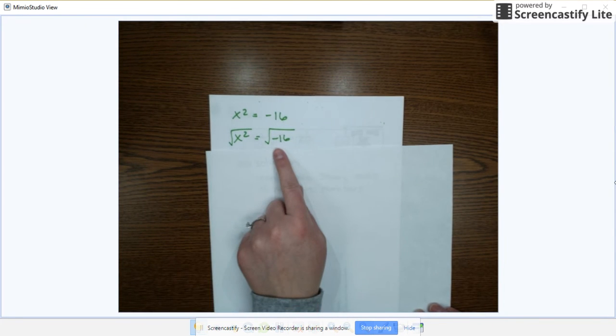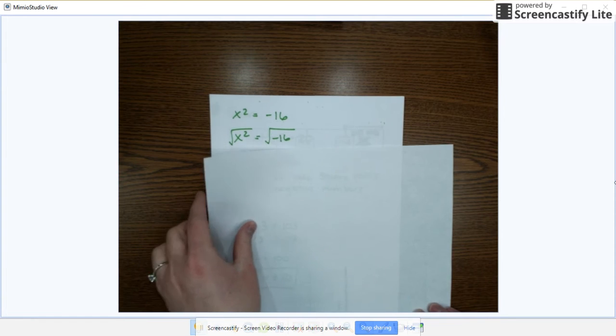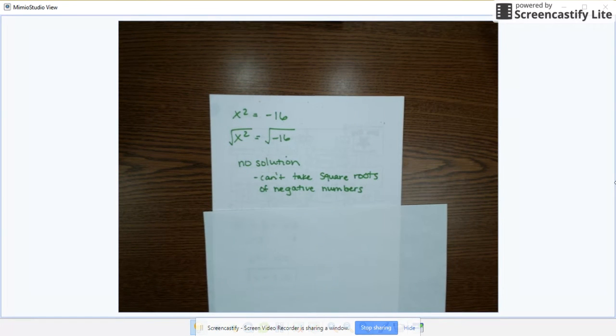So anytime you go to try to take the square root of a negative, know that you will have no solution. Okay, so make sure you write no solution. And then I just put a little note there. You can't take the square root of negative numbers.